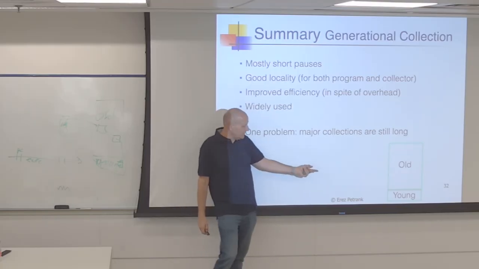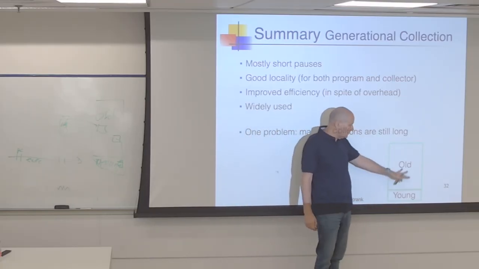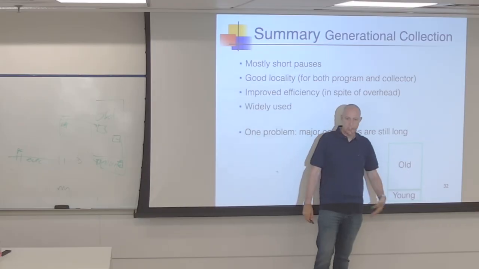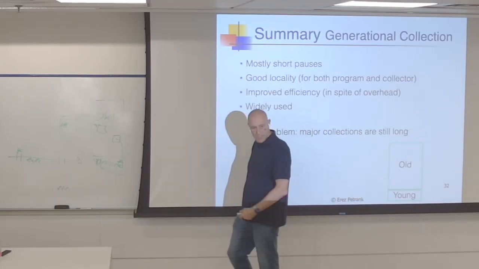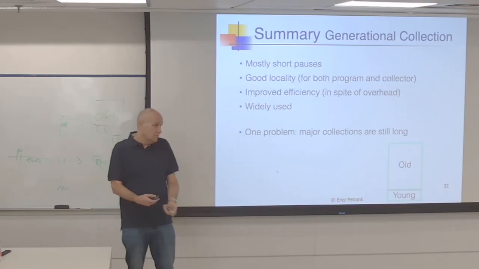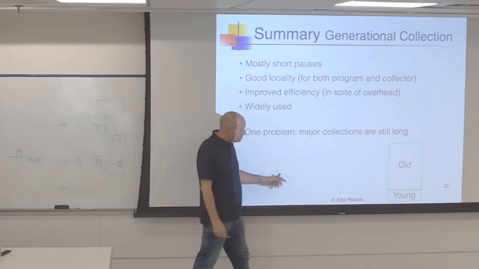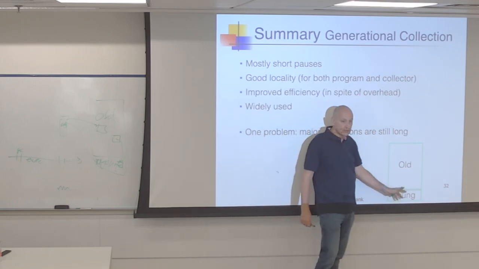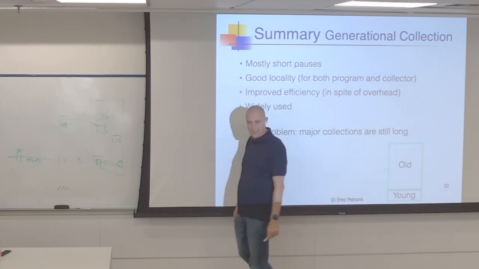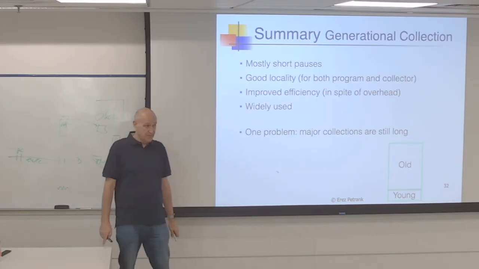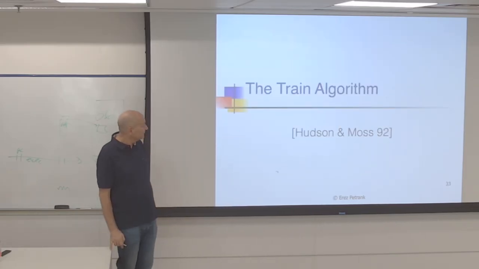The one problem that's remaining is that when you do the full heap collection, it's still a long pause, and you will suffer from it. And the question is, how do we do full generation collections without long pauses? And this is the topic of the train algorithm.